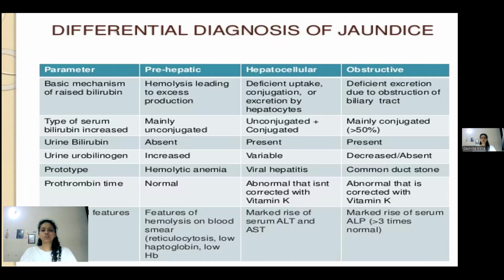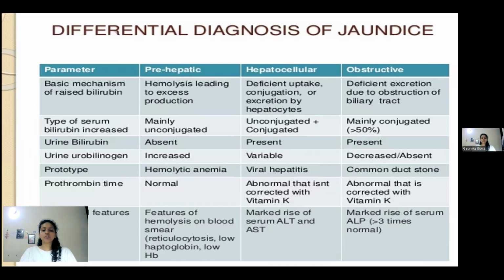Now, differential diagnosis of jaundice: three types: prehepatic, hepatocellular, and obstructive. Prehepatic: hemolysis leading to excess production. Hepatocellular: deficient uptake, conjugation, or excretion by hepatocytes. Obstructive: deficient excretion due to obstruction of the bile duct. Mainly unconjugated bilirubin in prehepatic, unconjugated and conjugated in hepatocellular, and mainly conjugated in obstructive. Urine bilirubin is absent in prehepatic, present in hepatocellular, and present in obstructive.